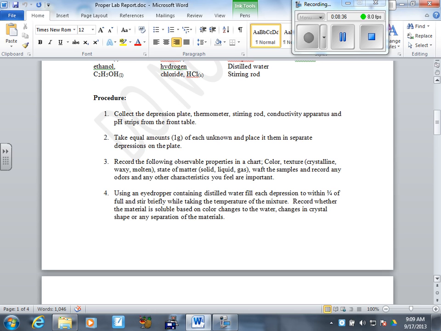Absolutely not. That's why your procedure needed to say, in an observable properties test, be sure to make note of the following properties. Okay, color, texture. If you're not sure what texture is, perform a crush test by crushing the material with a glass stirring rod. Okay, things like that.